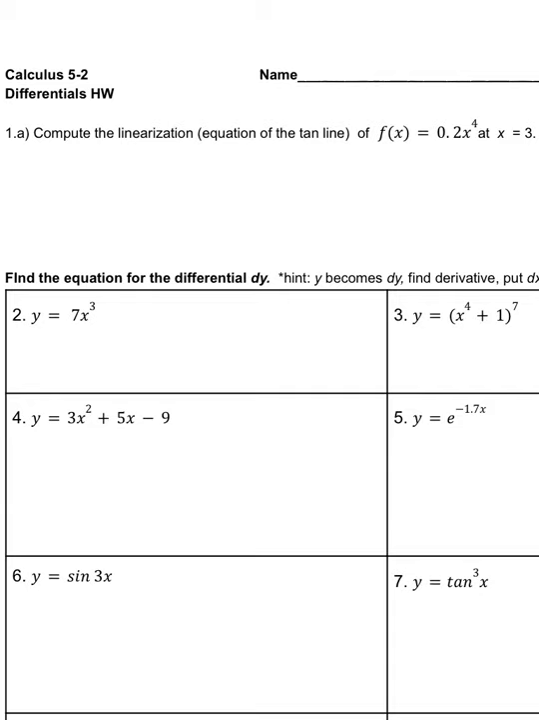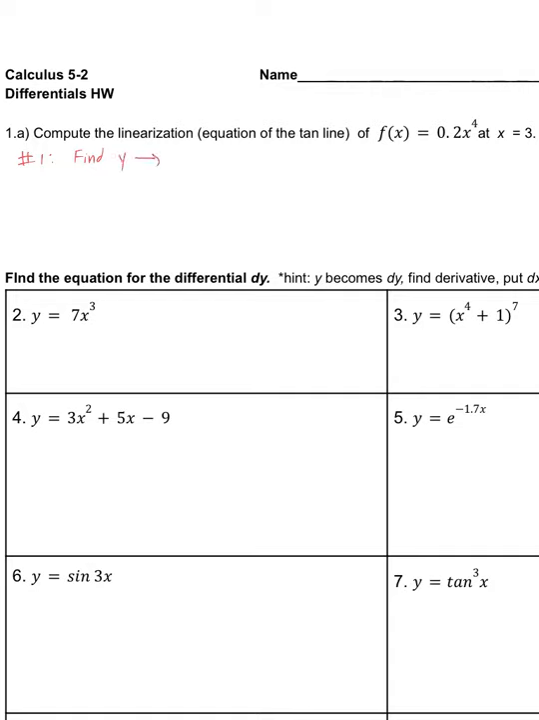Okay, calculus, let's get our homework done. The first step, number one, we're going to write the equation of the tangent line that goes through this function, 0.2x to the fourth at 3. The first step is to find the y value.